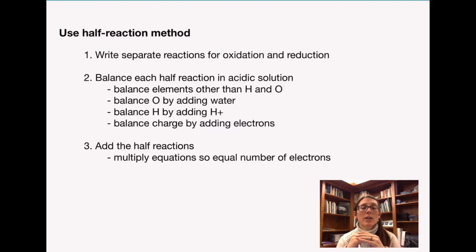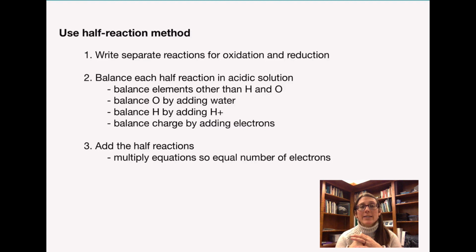So the first thing you're going to do is take your overall chemical equation, identify what's being oxidized and what's being reduced, and break that equation into two pieces. One half reaction for oxidation, and one half reaction for reduction. Once you have your two half reactions, you will balance each independently.